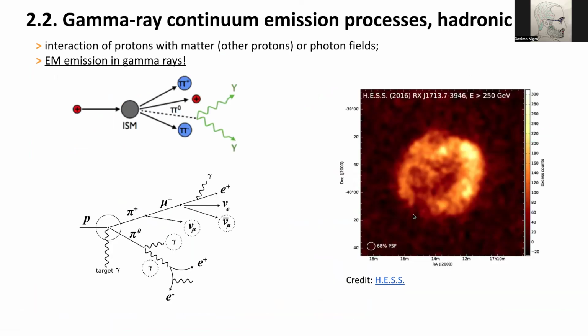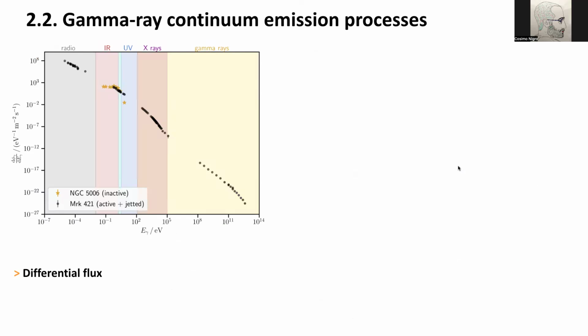We can have strong interaction as well, and this is the case in which particles interact with matter or with photon fields. In this case, the electromagnetic emission is seen in gamma rays. Because you have a proton that collides with another proton and produces a pi 0 and two photons, or a proton that interacts with a gamma and produces pions, among which pi 0 that decays into gamma rays. So really the image that we see for certain sources, if we assume that they are radiating via proton interaction, is really an image of the protons interacting with their field, let's say.